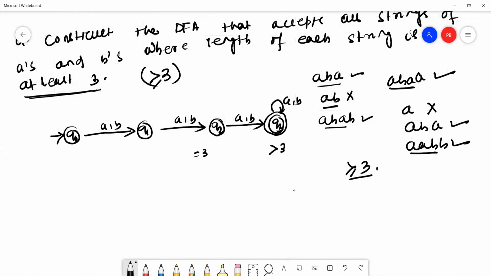The next question. Number of A's at least 3 over the input alphabet A comma B.